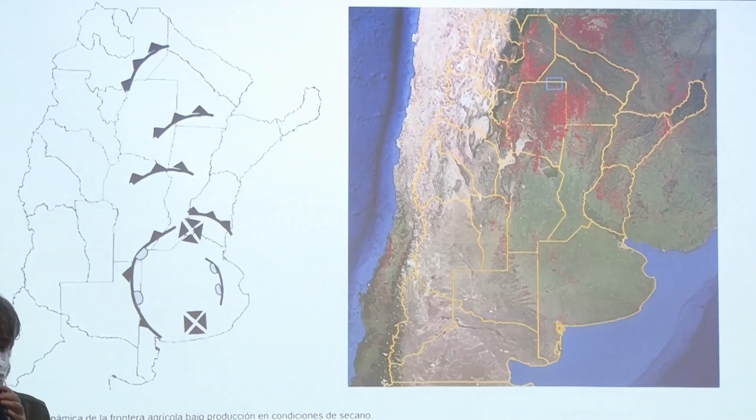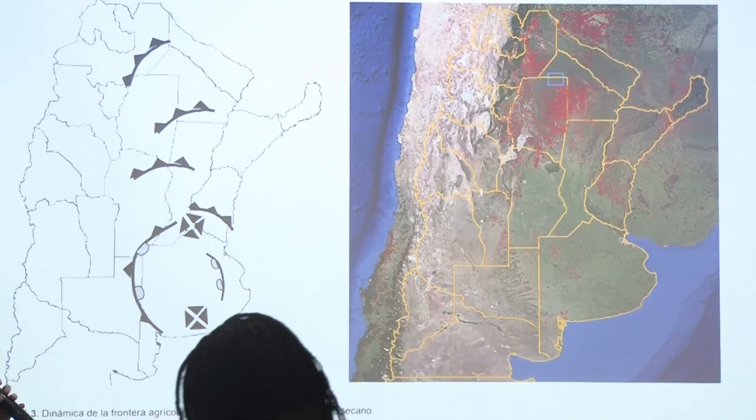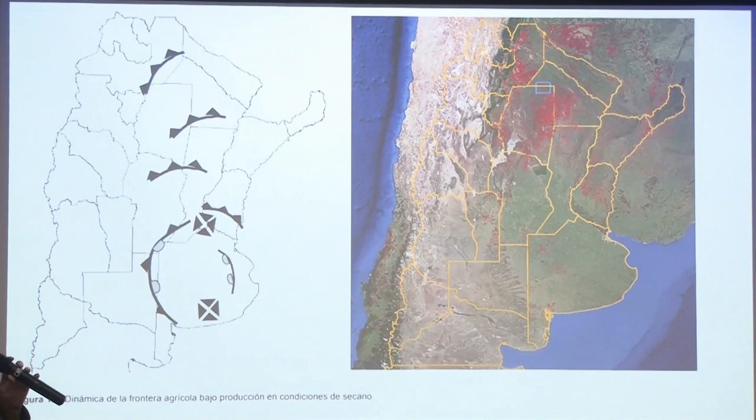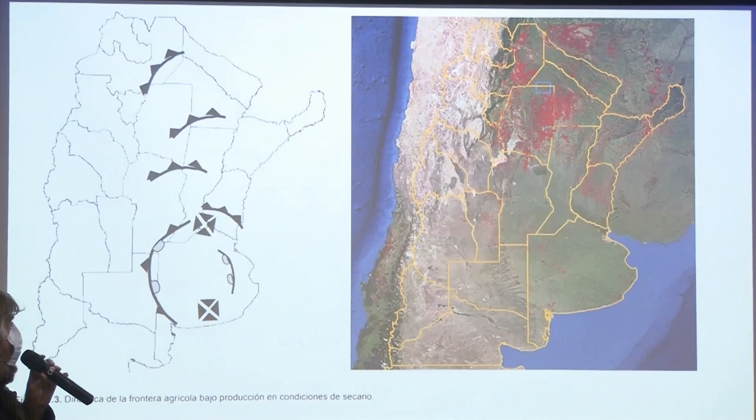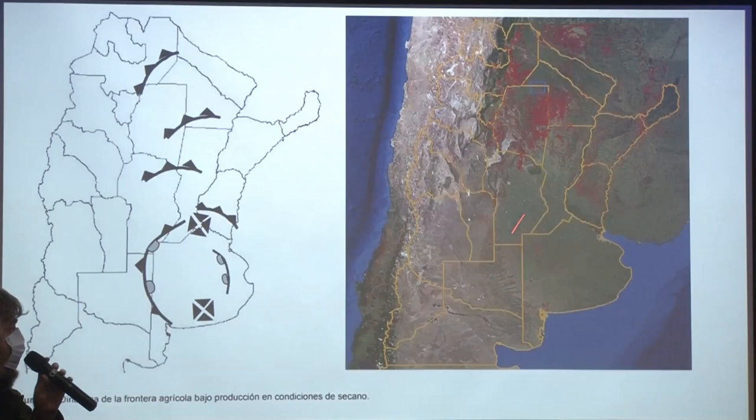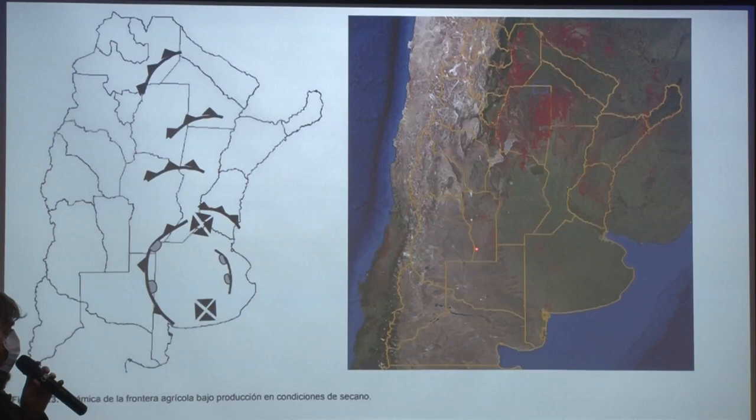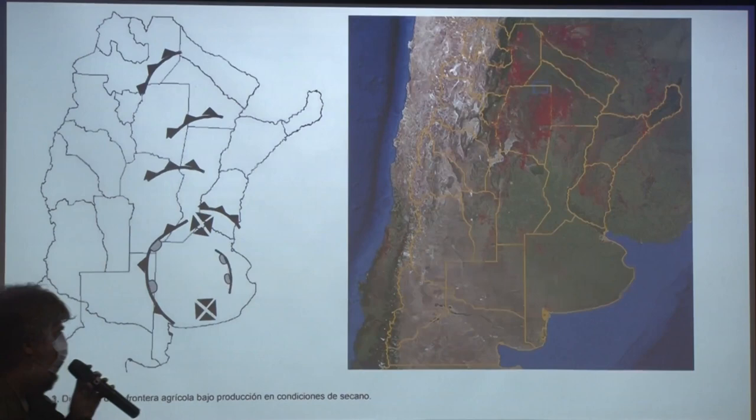This study is from 2010, and for that time period it detects, I insist, qualitatively, four fronts of expansion of the agricultural frontier, which pretty much coincide with some of the ones that we have found. But since this data is more recent, it ends in 2020, we can see that there are some new agricultural expansion fronts in San Luis and in this area here in the Mesopotamia.